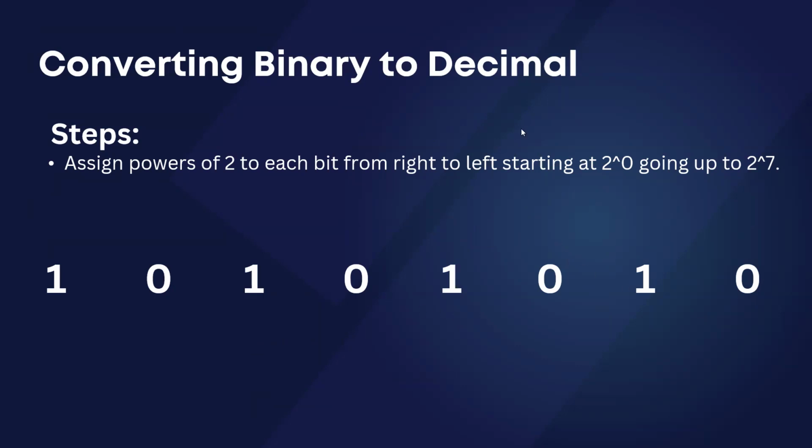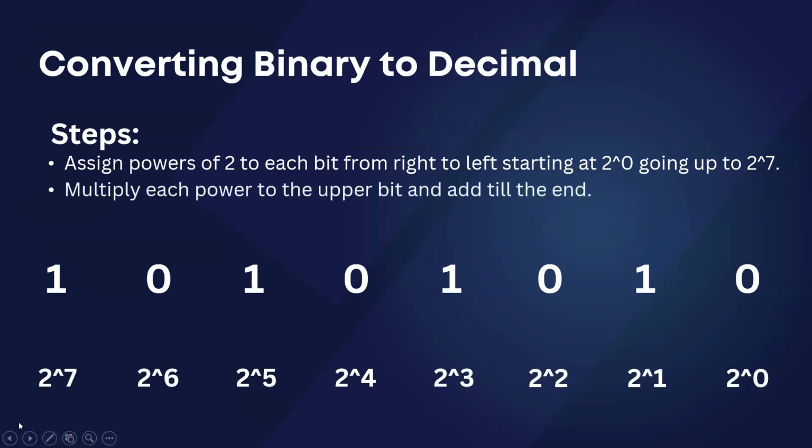Right. Moving forward. If you want to convert any binary number to a human readable decimal number, there are two simple rules for it. Rule number one is, once you have written down the binary number as such, you assign the power of two values from right to left, starting from 2 power 0 up to 2 power 7. So under the rightmost bit, you'll write down 2 power 0. Under the leftmost bit, you'll write down 2 power 7.